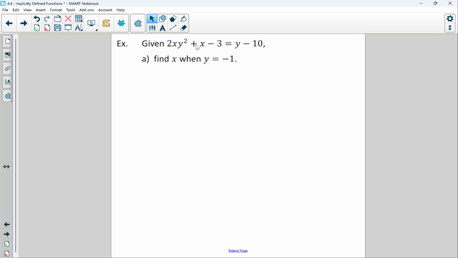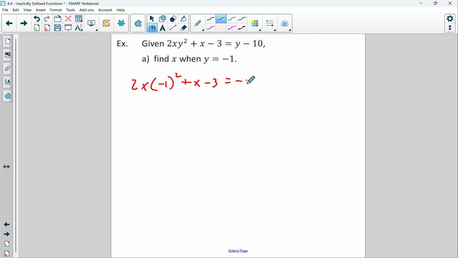Okay, so let's figure out what x is when y is -1. Anywhere I see a y, I'm going to replace it with -1, and then I'm going to attempt to solve for x. Let's do it. So rewriting the problem, 2x, but instead of y, I'm going to write (-1)² + x - 3 = -1 - 10. I now look at what I have remaining. Let's clean up the things that we can clean up. (-1)² is just going to be +1. We're left with 2x + x - 3 equals, that's just going to be -11 on the right side.